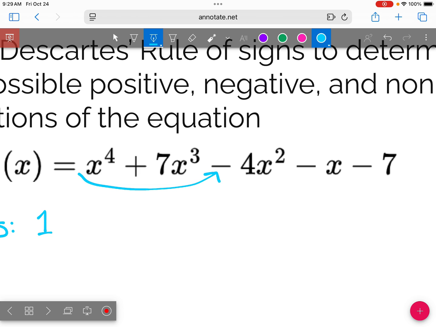I can't count down by an even number because I can't have a negative number of solutions, a negative number of roots. That doesn't exist. So we have to have one positive root. There's no other option.